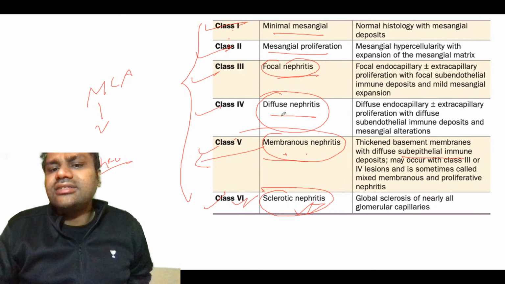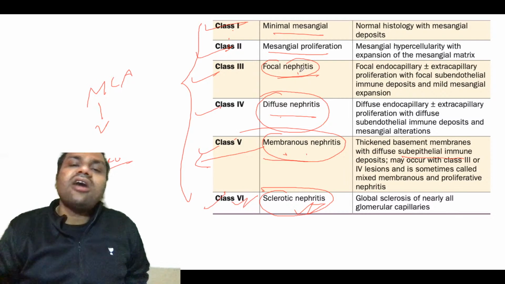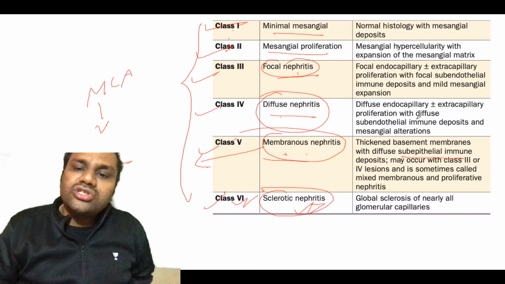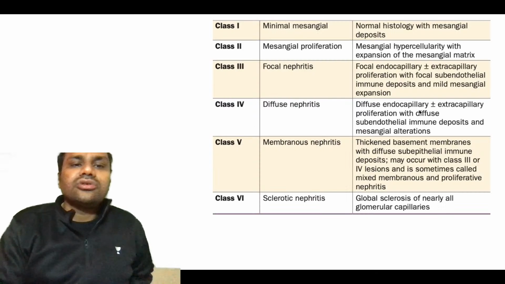Then there is focal nephritis and diffuse nephritis. Focal nephritis involves focal areas of intracapillary and extracapillary regions, and diffuse involves most of the areas, extracapillary and endocapillary. So this you need to remember.